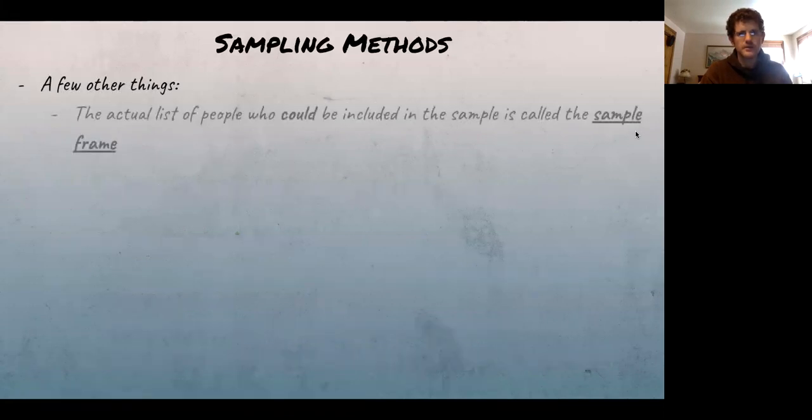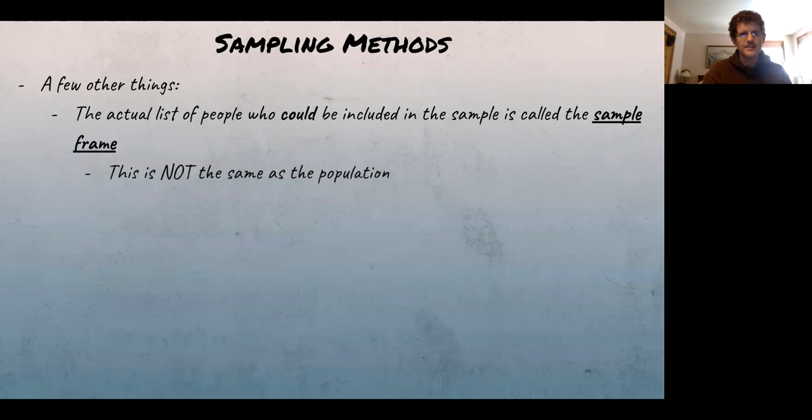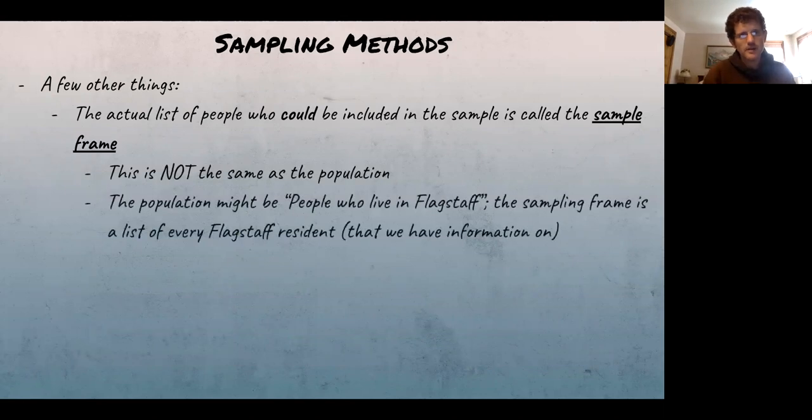And before we do that, the actual list of people who could be included in our sample is called the sample frame. It's not the same as the population. So the population of interest for us might be people who live in Flagstaff. The sampling frame is a list of every Flagstaff resident that we have information on.